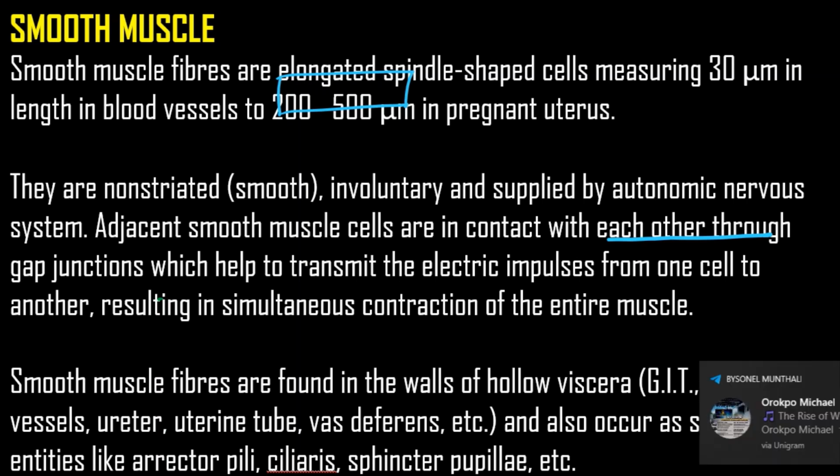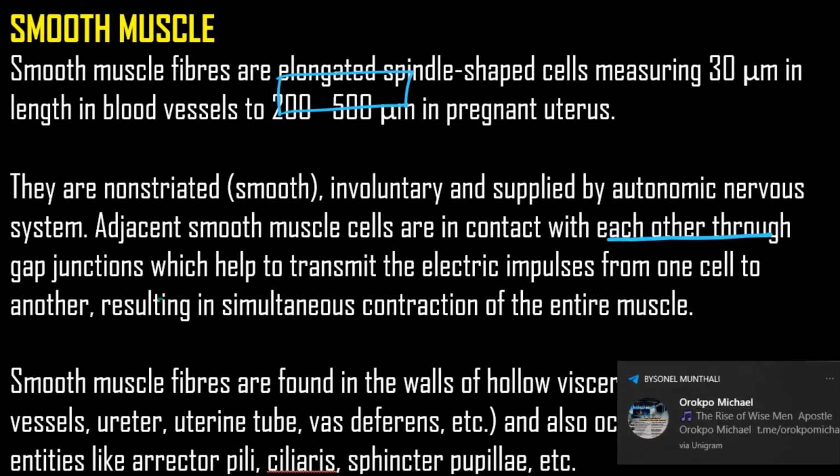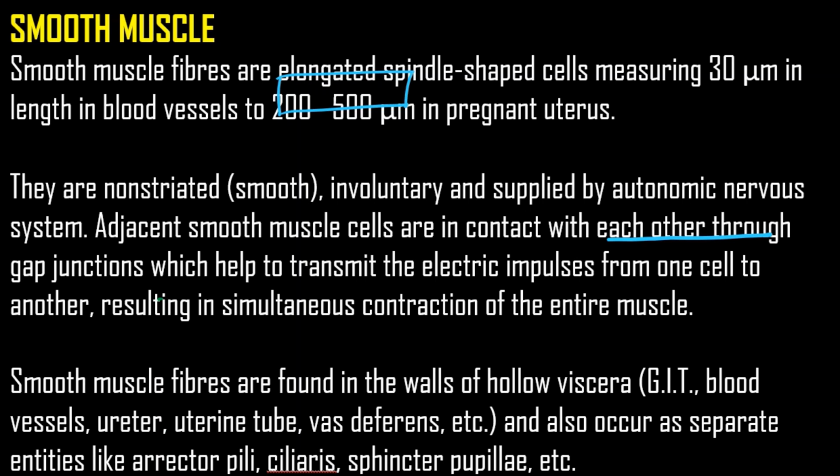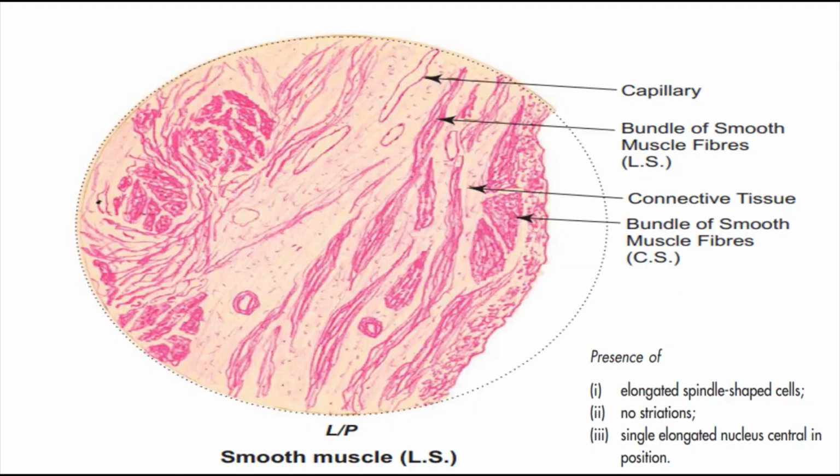Let's move on and look at smooth muscles. Smooth muscles are elongated, spindle-shaped muscles that are mostly mononucleated. Smooth muscle is also known as visceral muscle because it is found mostly in the walls of viscera, in the GIT, in blood vessels, in the ureter, in the uterine tube, in the vas deferens, and a lot of viscera in the body.